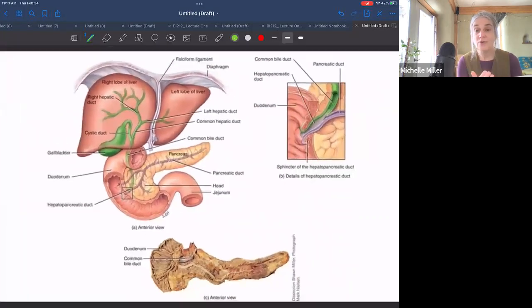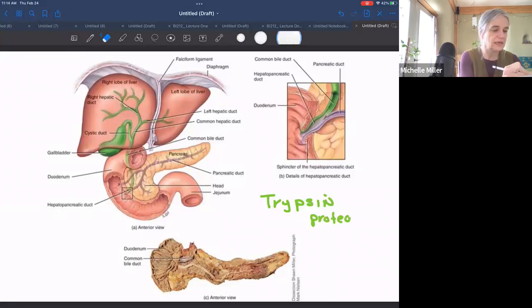So when we look at pancreatic enzymes, we have enzymes like trypsin. This digests even further the protein that begins its digestion in the stomach because of pepsin. So this is protein digestion.